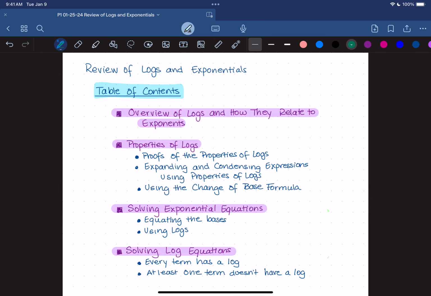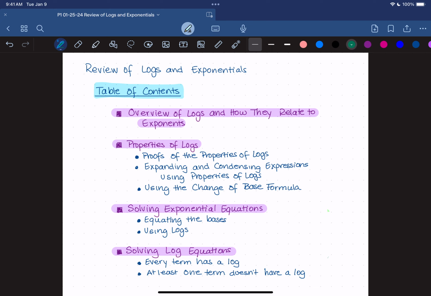All right, welcome to a quick video reviewing logs and exponentials. I'm going to have everything bookmarked in the description so you can skip around to any part of this video that you need. But you can see we're going to talk about just a reminder of what logs are and how they relate to exponents.